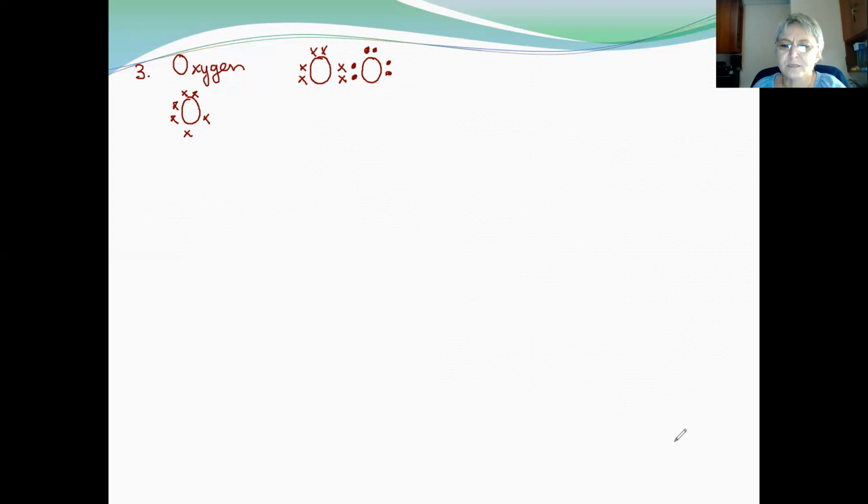So this is called a double covalent bond. And in this double bond, you have 4 electrons shared. The Cooper structure for oxygen would show the 4 electrons shared by 2 dashes together like that.